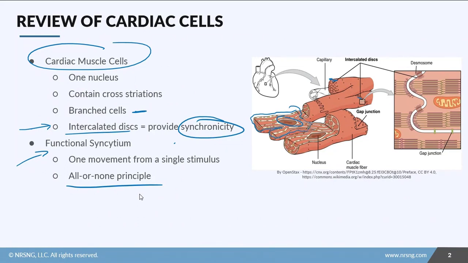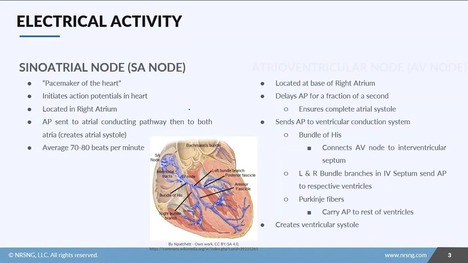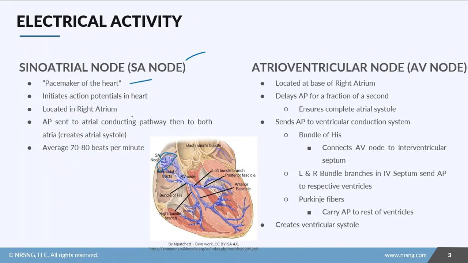So now let's take a look at the electrical wiring in the heart. In the heart, there are several nodes that stimulate contraction. You have the SA node, or the sinoatrial node, and then you have the atrioventricular node, or the AV node. The sinoatrial node is the pacemaker of the heart. It's this guy right here, and it's going to initiate the action potentials. It's going to happen 70 to 80 times per minute.